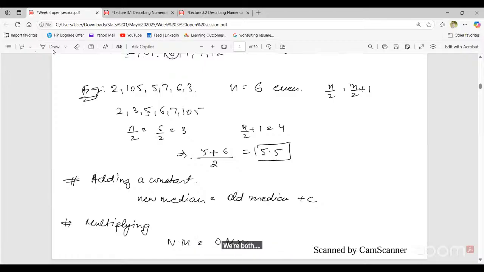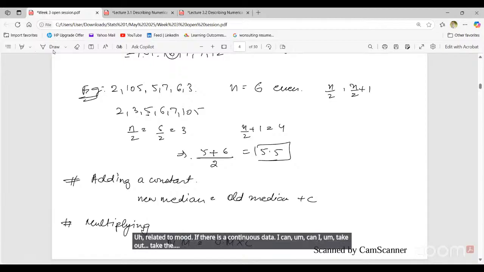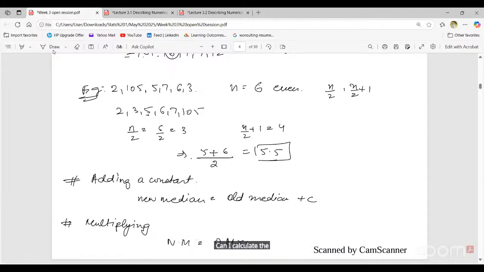Yes, there is a question. There is a question about median and related to mode. If there is continuous data, can I calculate the median? Yeah, you can. For continuous data, you can also calculate it.